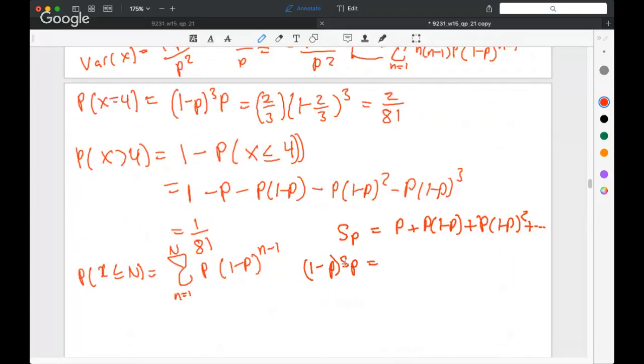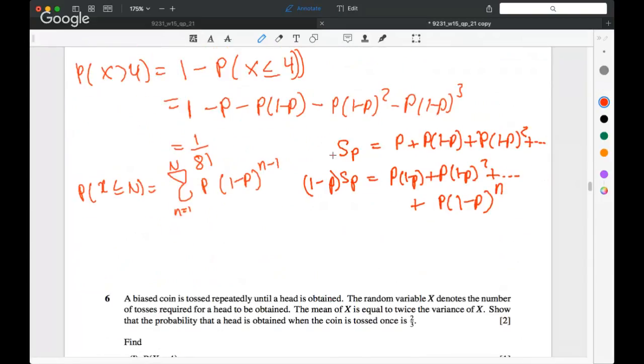Okay, so we're multiplying the sum by 1 minus p. We get p times (1 minus p) plus p times (1 minus p) squared. So this term gets a 1 minus p, this term gets another 1 minus p, and so on. The last term becomes p times, instead of (1 minus p) to the n minus 1, it just becomes (1 minus p). Okay, so it's a geometric series.